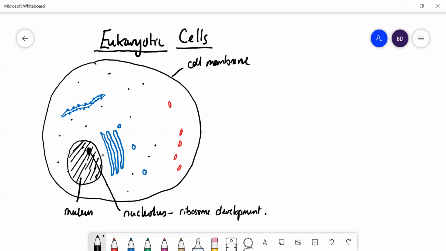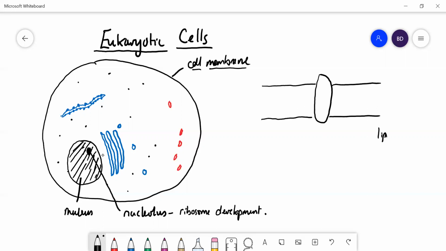Okay, now the cell membrane. We should know that it's made up of a phospholipid bilayer, and incorporated into that are proteins. So this is the lipid bilayer, which is very hydrophobic, and so no water is going to be able to pass into the cell. No water soluble things like glucose and sodium ions and potassium ions can get through the lipid bilayer, and every now and again you have a lot of proteins.